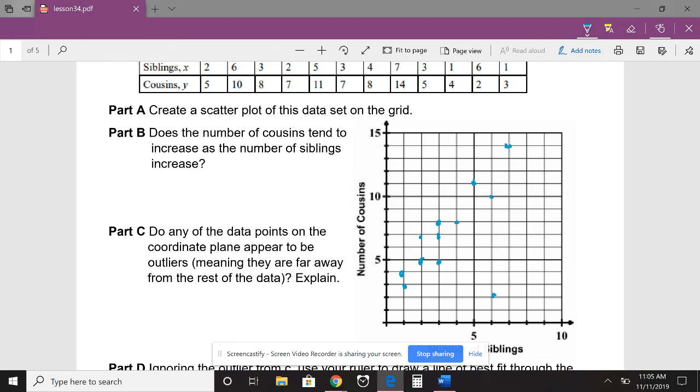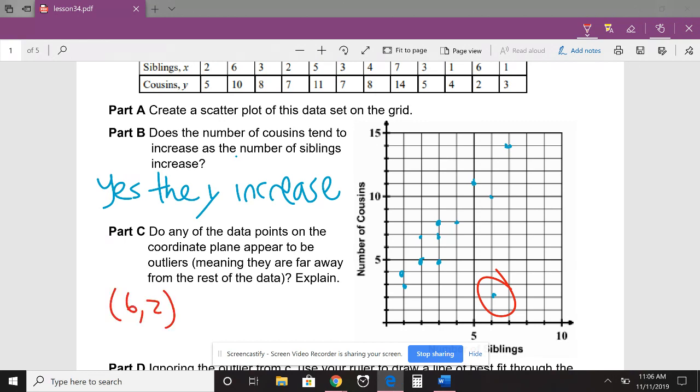Does the number of cousins tend to increase as the number of siblings increase? Well, if you look at the general trend of these blue dots, yes, they do. Yes, they increase. Do any of the data points on the coordinate plane appear to be outliers? Yeah, I would say this one right here. That's an outlier, 6, 2. It's away from the bulk of the data.